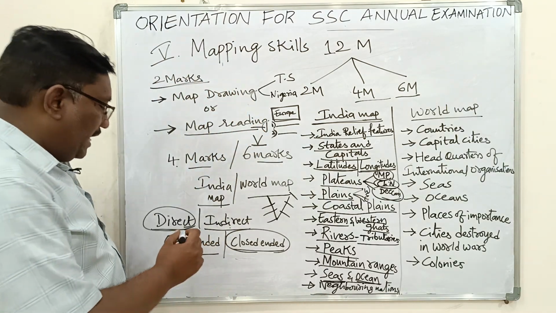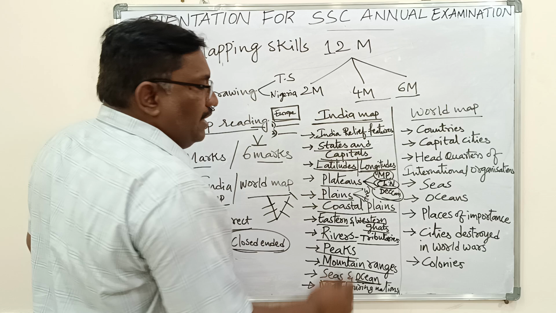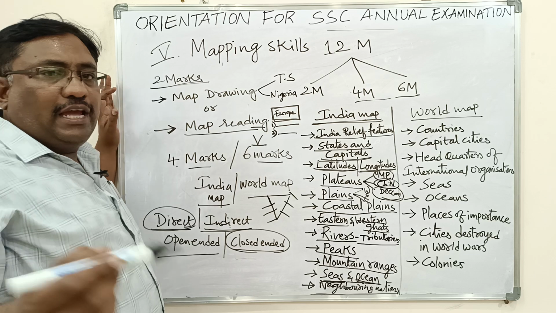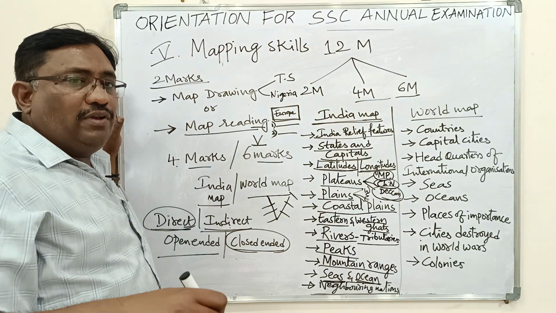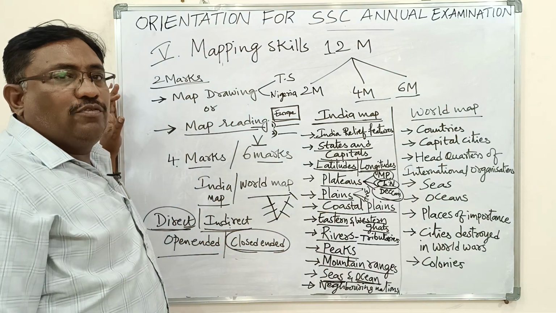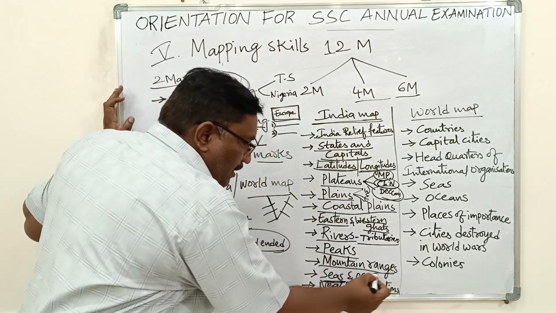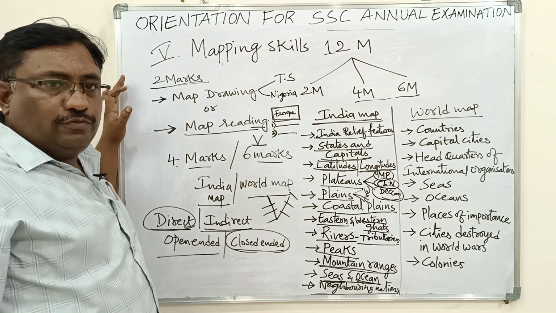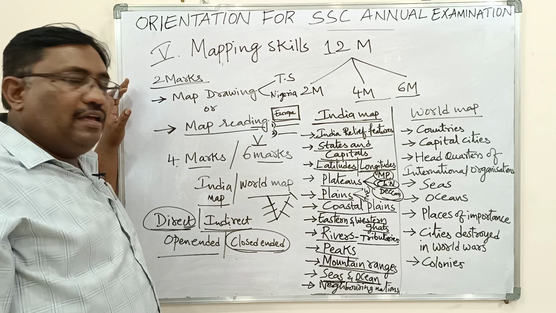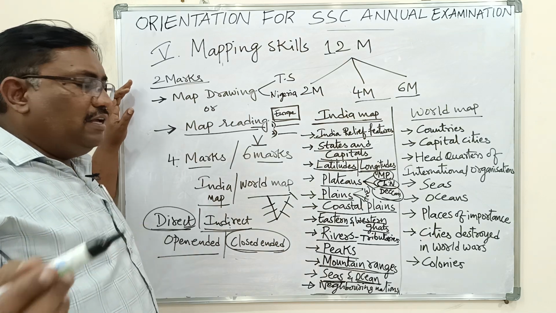Coming to direct and indirect questions: for example, if he directly asks you to write the capital city of Maharashtra, we will directly write Mumbai. But sometimes he will ask us to write the economic capital of India. That is an indirect question. Or, for example, the southern tip of the Deccan Plateau. What is the southern tip of the Deccan Plateau? It is an indirect question. Direct is Nilgiri, and indirect is the southern tip of the Deccan Plateau. Nilgiris is the answer to the indirect question.